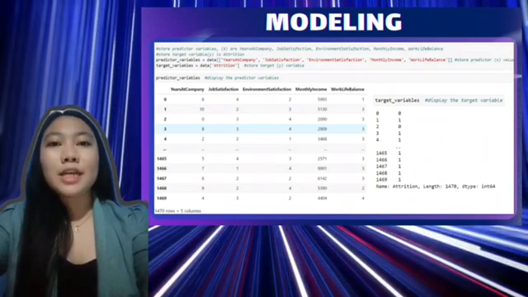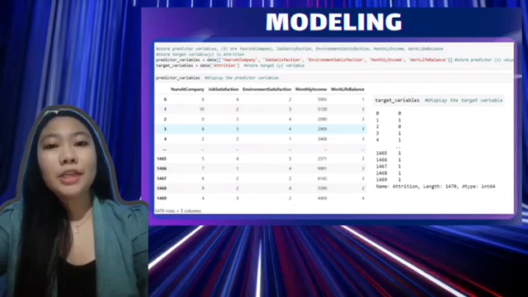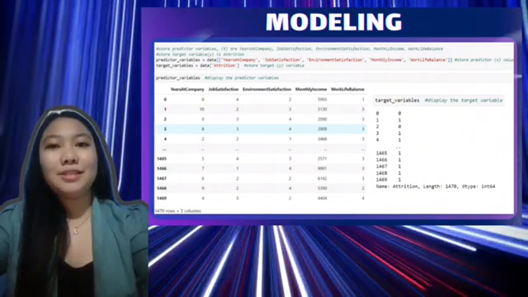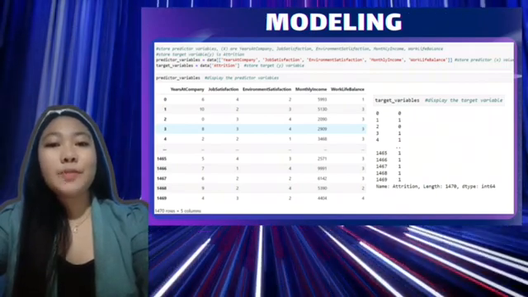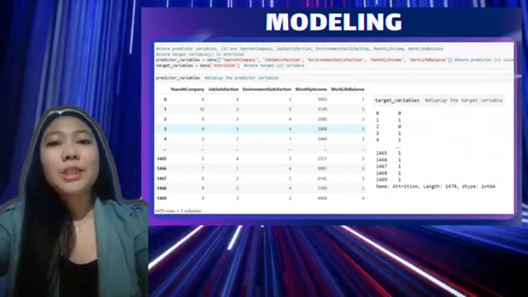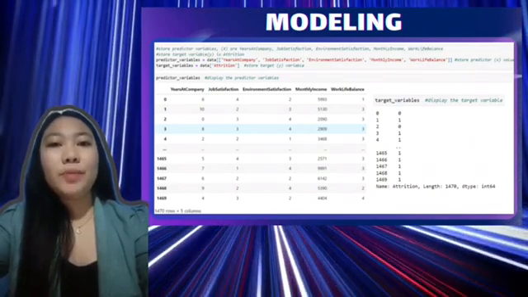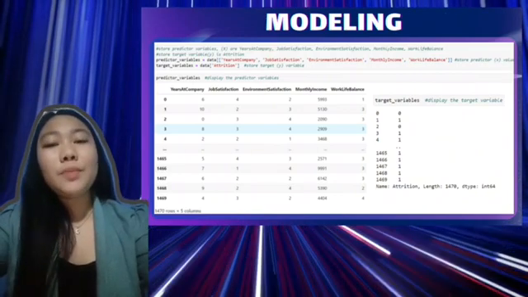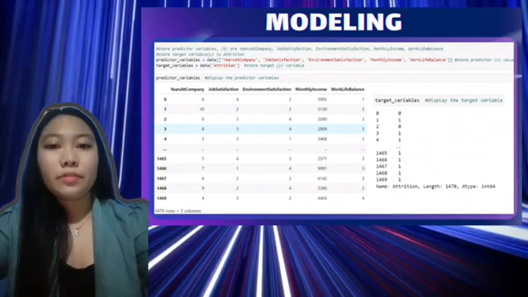The code selects the predictor variables from the dataset, and those are years at company, job satisfaction, environment satisfaction, monthly income, and work-life balance. On the right side is the target variable, which the model aims to predict: attrition. It represents whether an employee has left the company with a binary value of 1 or stayed with a binary value of 0. It is a binary classification problem where the model will predict whether an employee is likely to leave based on the predictor variables.